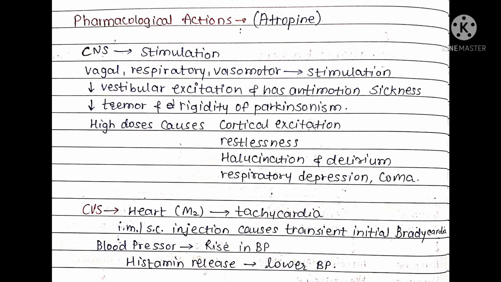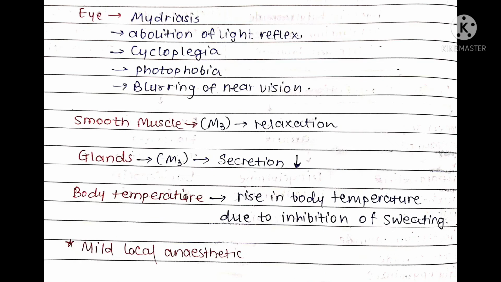Action on the cardiovascular system: on the heart, tachycardia by blocking M2 receptor. IM or SC injection causes transient initial bradycardia. The blood pressure tends to rise, but due to histamine release it decreases. In the eye, it causes mydriasis, abolition of light reflex, cycloplegia, photophobia, blurring of near vision. Smooth muscles: M3 receptor blockade, relaxation. In glands, M3 receptor blockade, decrease in secretion. Rise in body temperature occurs due to inhibition of sweating. It also shows mild local anesthetic effects.